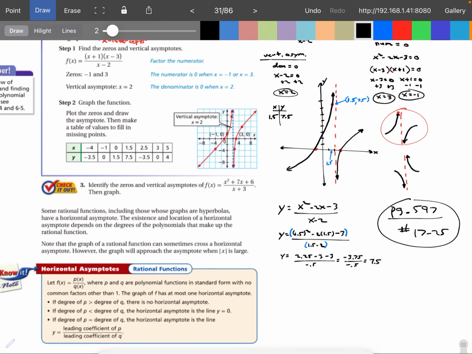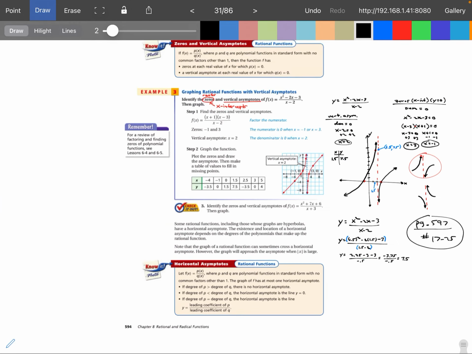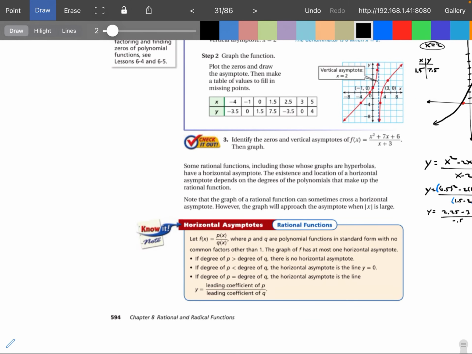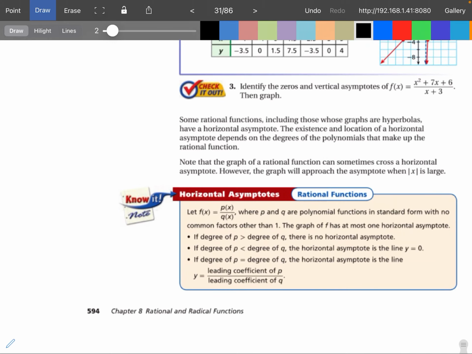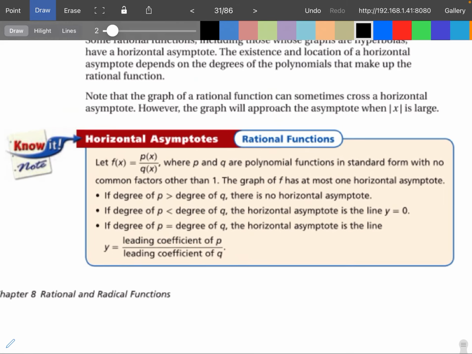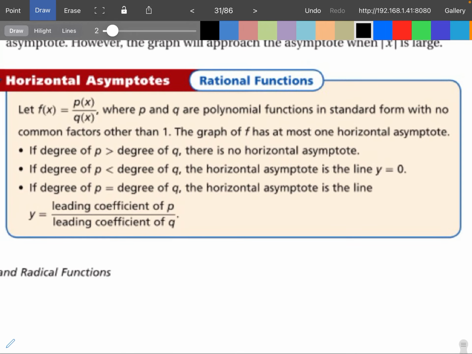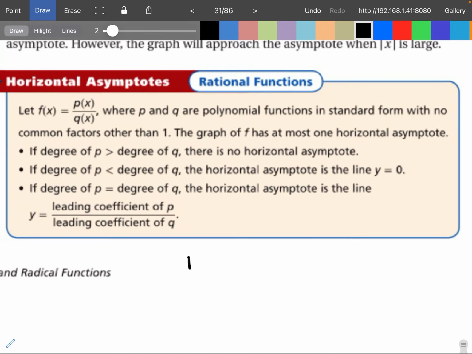The other thing I want to do today, and I want to tell you to do this before I forget, is for tomorrow, let's see, what page is this in the book? So this is page 594. So for tomorrow, you're going to want to copy this box down at the bottom of page 594. See that box right there? Here, I'll write the page number down here. Page 594.